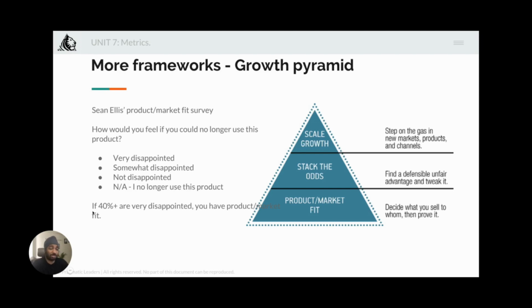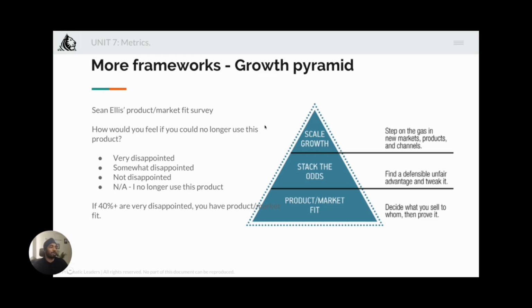So if 40% plus are very disappointed, you have product market fit. This is, I believe, the only quantitative measure that I have come across. Otherwise, it's usually a very qualitative description of product market fit, right?